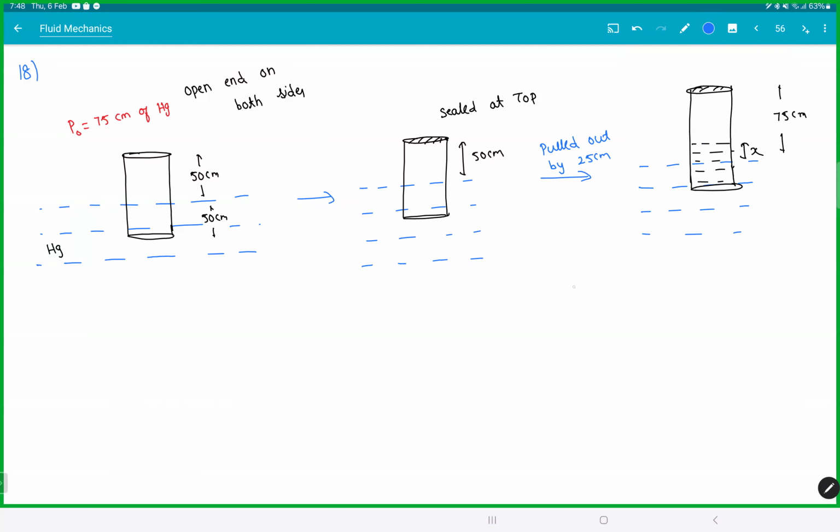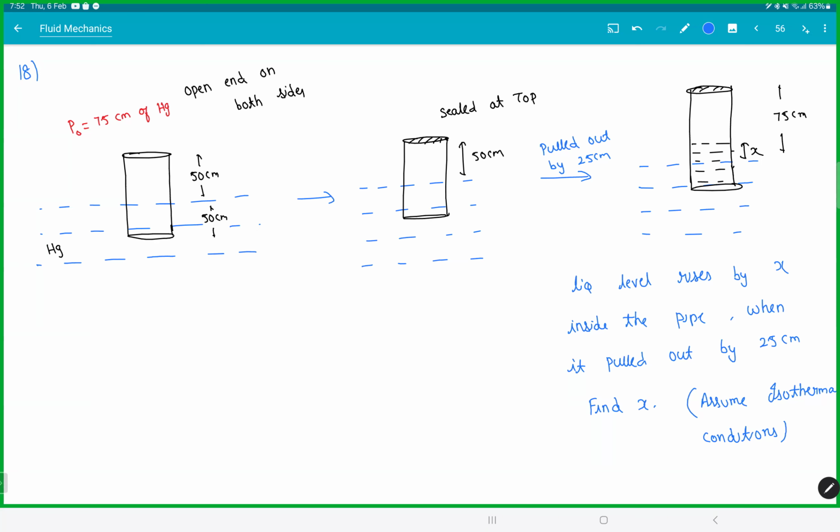Let's see. What is happening? Anyone figured out what's happening? When you sealed it, the air which was there, when you pulled out, it got expanded, right? So if that volume expands, what will happen? Pressure will decrease. So you created a low pressure region here on the right. Because of the low pressure, liquid went up a bit. Is that making sense?